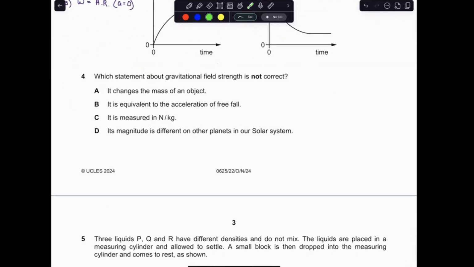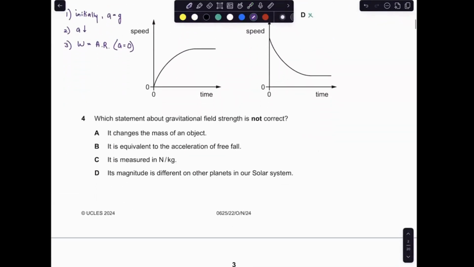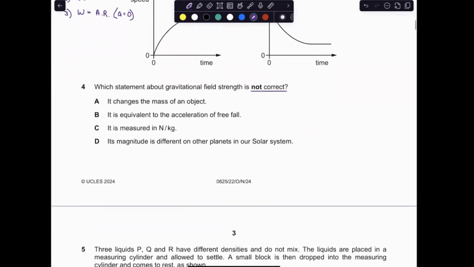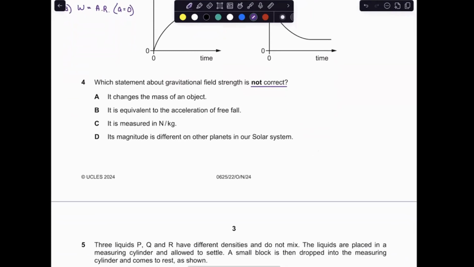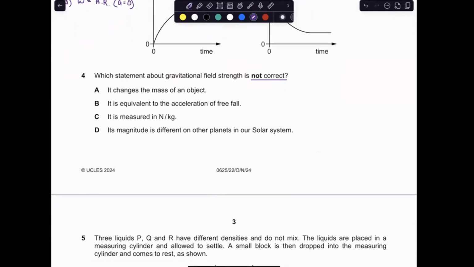Number 4 says, which statement about gravitational field strength is not correct? Now, again, another good idea is to underline important keywords in the question. They're really helpful. They help you focus on what's important and really do questions quicker as well. So which one is not correct? In other words, which of these is wrong? Which one would you pick? D. D? Yeah.